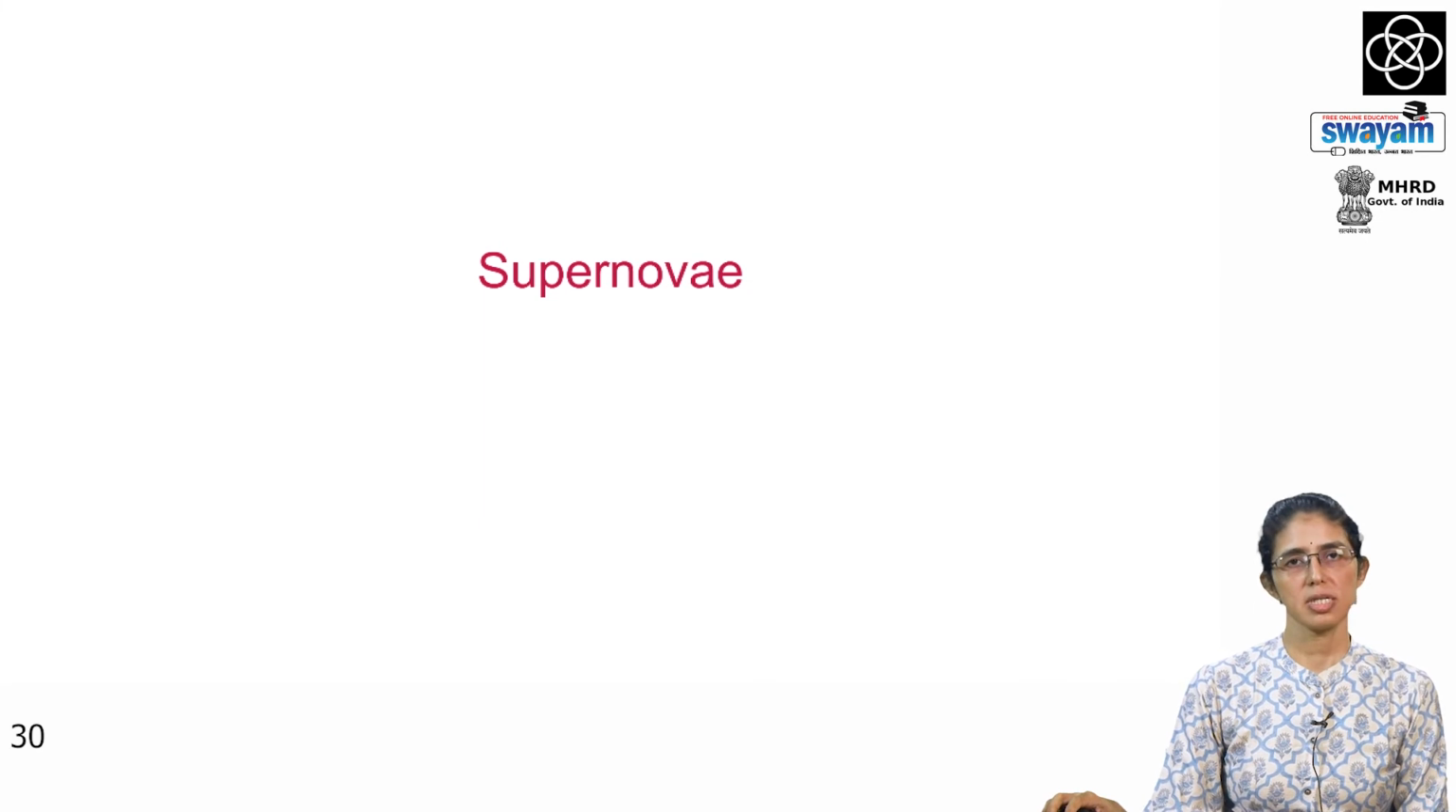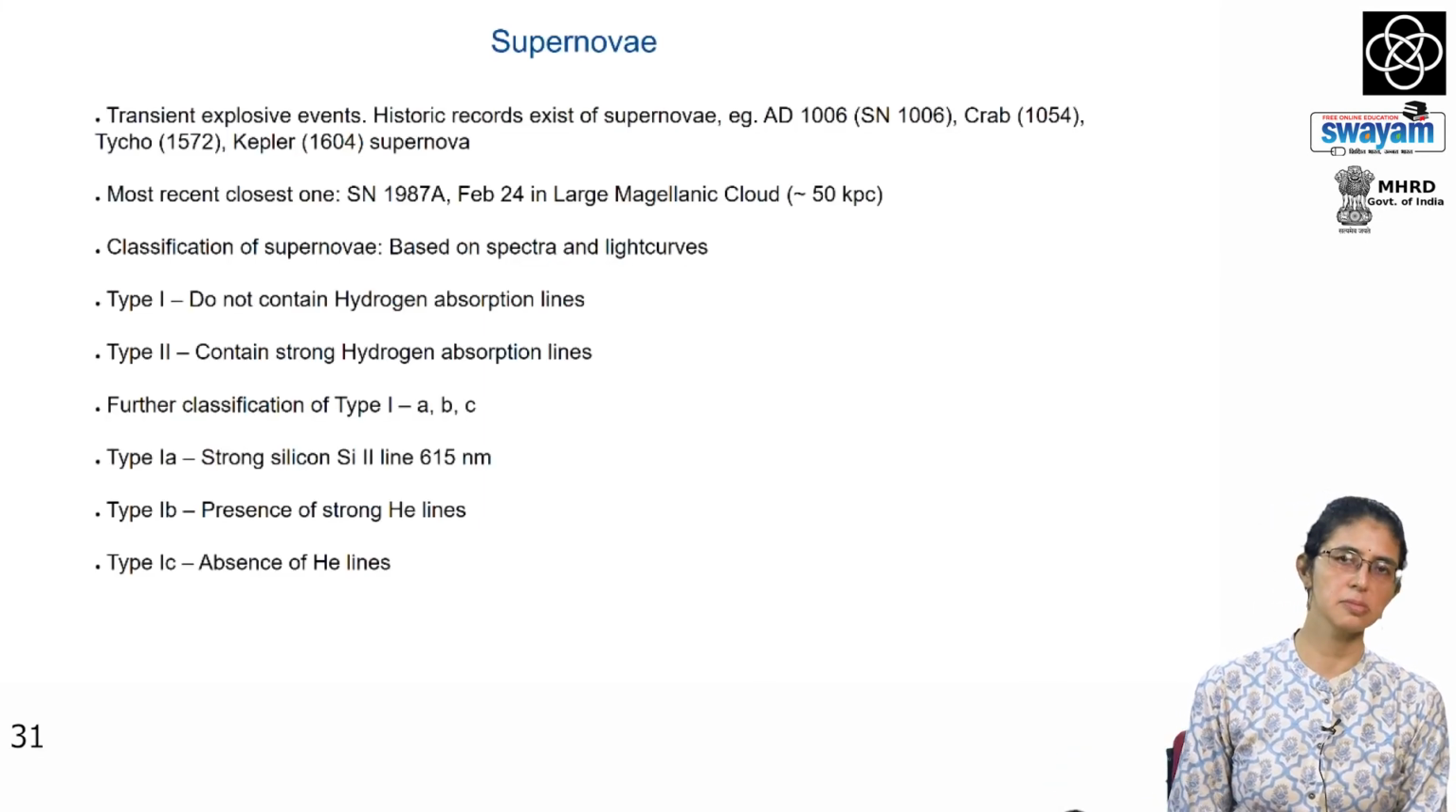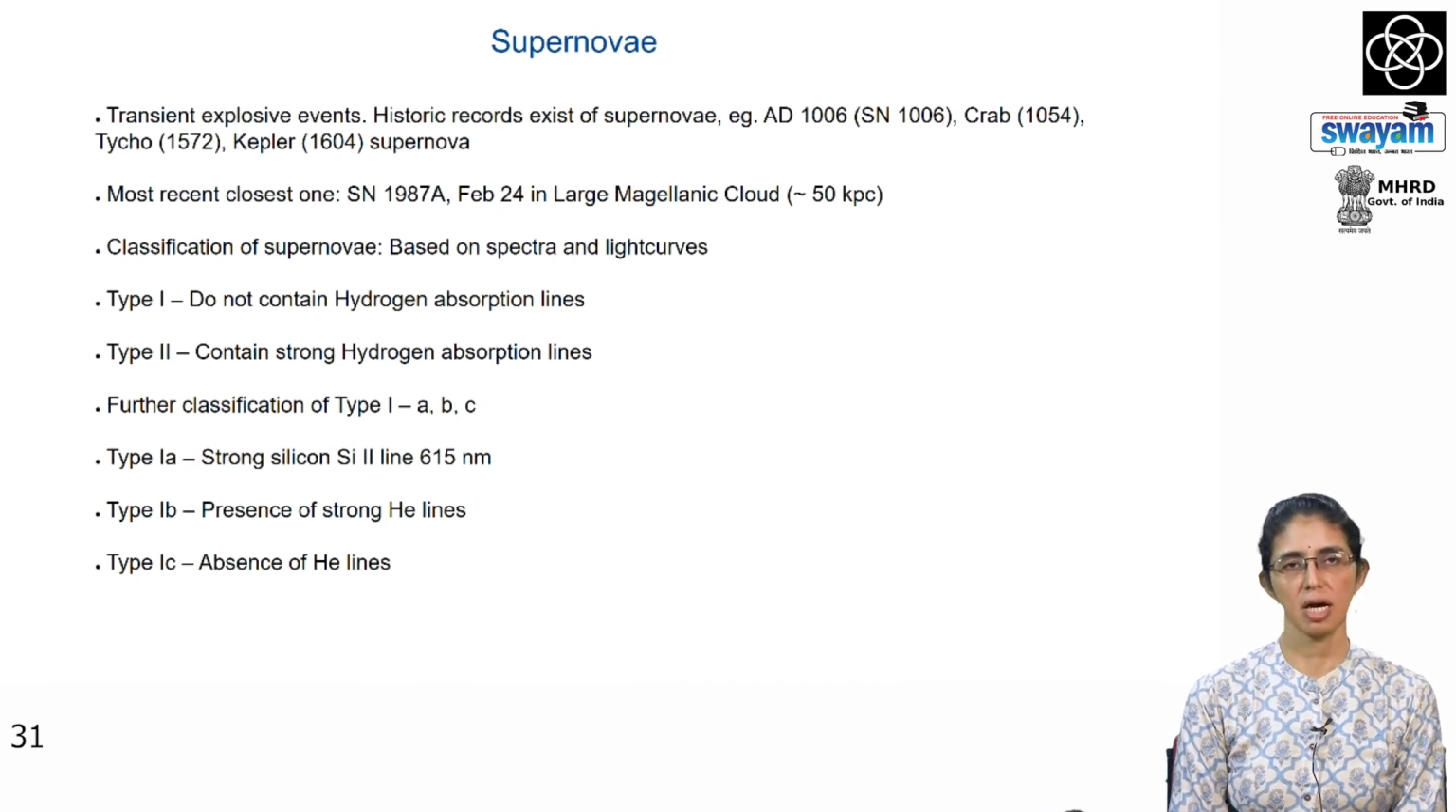We now go on to understanding about supernovae. So, what are supernovae? These are transient explosive events. There are historic records of supernovae when certain bright stars were found to have brightened by many orders of magnitude.